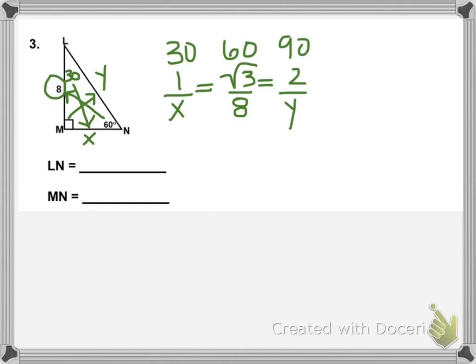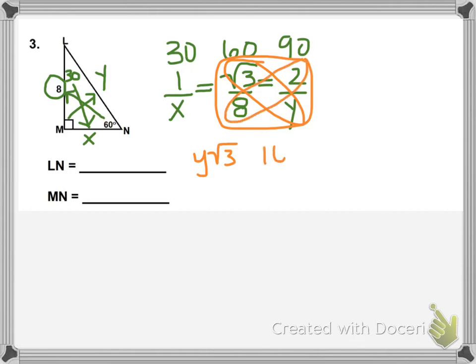Let's go ahead and solve for LN, which equals y in my picture. So I'm going to use that last ratio, 2 over y, and I'm going to set it equal to this middle ratio because it does not have any other variables. Let's go ahead and solve this proportion. Square root of 3 times y is y square roots of 3. 8 times 2 is 16. These cross products are equal. To get y by itself, I'm going to divide both sides by the square root of 3.